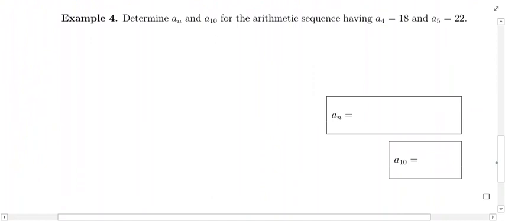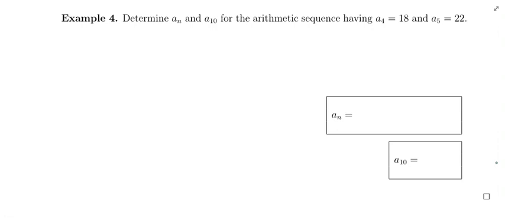This time, we're going to determine an and a10 for the arithmetic sequence having a4 equals 18 and a5 equals 22. So we're doing a similar kind of thing. We're coming up with one specific term and then a generic formula for any term in the sequence. We have different information this time. We are given the 4th term and the 5th term of the sequence, and that's it. Again, I am going to start by coming up with the formula for the nth term, and then I will use it to compute the 10th term in the sequence.